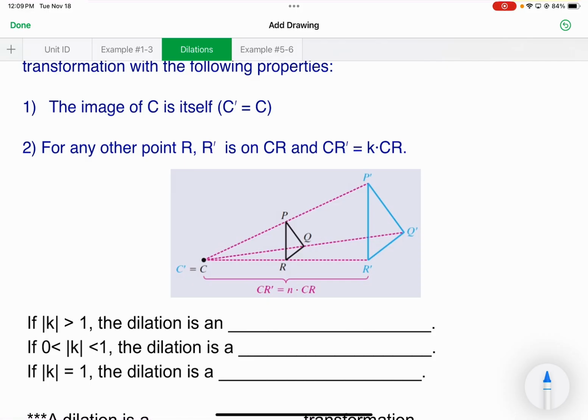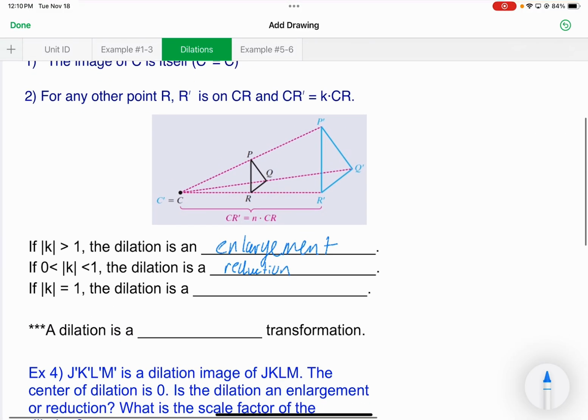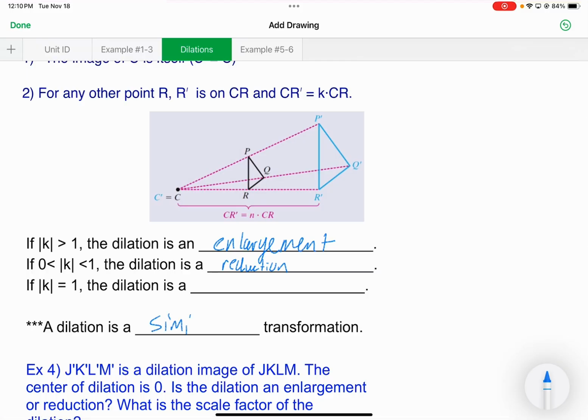Now, riddle me this, Batman. If your scale factor is bigger than 1, is it going to get bigger or smaller? Bigger. We would call that an enlargement. If your scale factor is between 0 and 1, then it gets smaller. We're going to call that a reduction. And then a dilation is a similarity transformation. We'll come back to that last part tomorrow, when the scale factor is equal to 1.